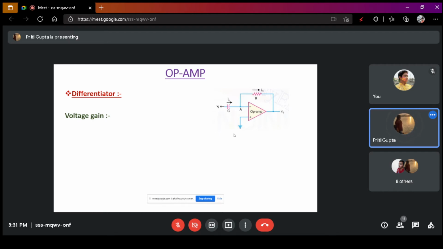So write down. Drawing part done. Yes, ma'am. Write down. A differentiator is a circuit that perform differentiation of the input signal.